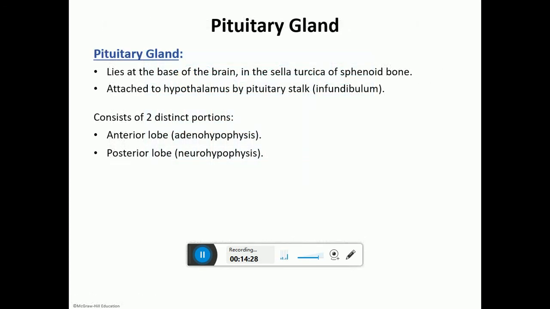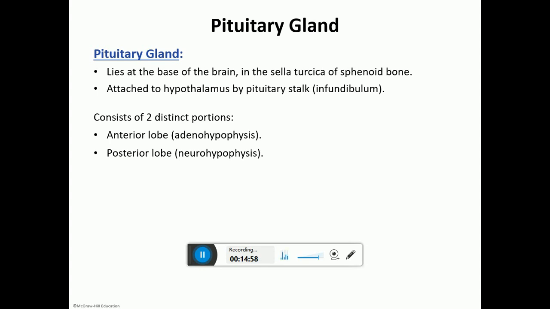Now we'll talk first about the pituitary gland. The pituitary gland is one of the glands that is in the brain. It is found in the sella turcica of the sphenoid bone, which is that little dip that you find in the sphenoid bone. It is made out of two lobes. The one in the front is known as the anterior lobe, or the adenohypophysis. The one in the back is known as the posterior lobe, or the neurohypophysis. The anterior lobe, or the adeno. Adeno means gland, so the anterior lobe is really an actual gland.